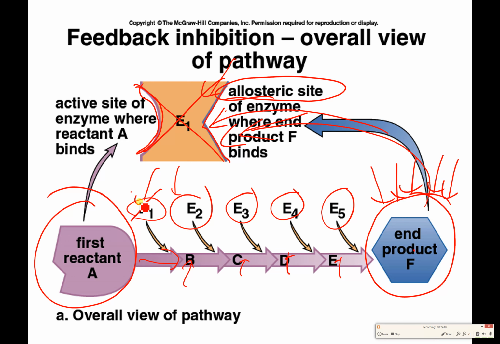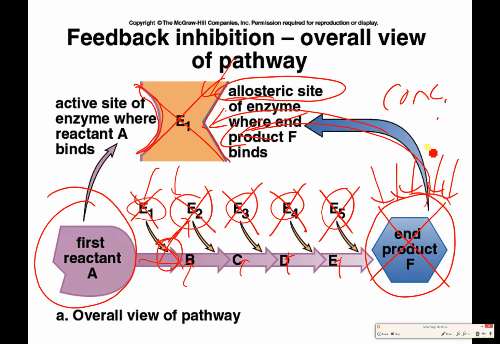Well, when this enzyme doesn't work anymore, its product isn't made anymore. Its product is the reactant for enzyme 2. So because this product isn't made, this enzyme doesn't work. This enzyme doesn't work, and this enzyme doesn't work, which means no new product is made. So enzyme 1 is temporarily deactivated, and it tends to stay deactivated until the concentration of that end product drops.